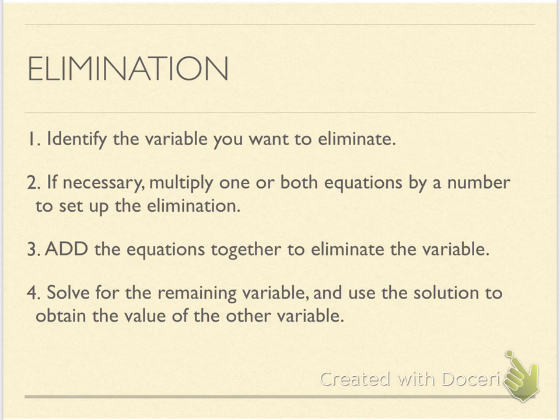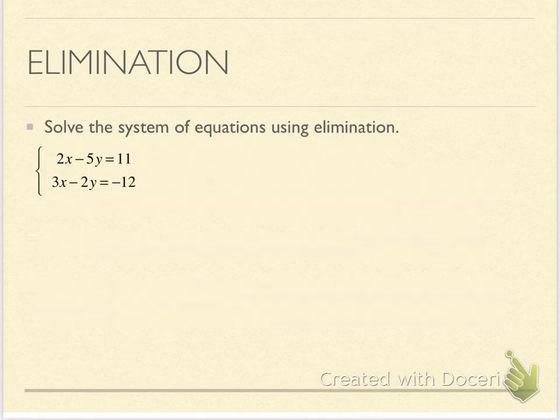So we choose which variable we want to eliminate. We do that multiplication if necessary to set up our elimination. Then we add our equations together. I like to add them together. Some people like to subtract them, but subtraction leaves us open to making more mistakes, in my opinion, so I choose to add. And then once we get that answer, we'll solve for the remaining variable and use that solution to get our final answer as well. So we're going to do two examples today, and here is the first.